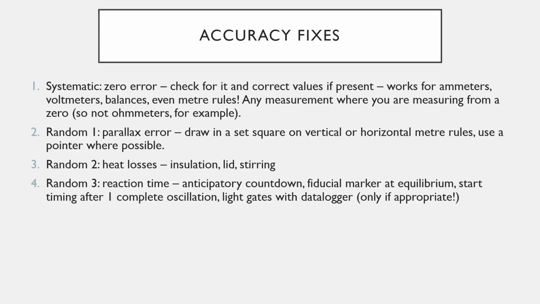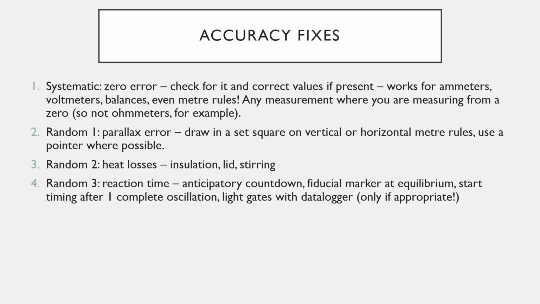Number 3, random, is reaction time. So again, we do a lot of experiments that involve timing. And reaction time, especially in things like oscillations, becomes a big source of uncertainty and a very difficult to measure source of uncertainty. So there are some ways to get around this. An anticipatory countdown. So you go 3, 2, 1, start.